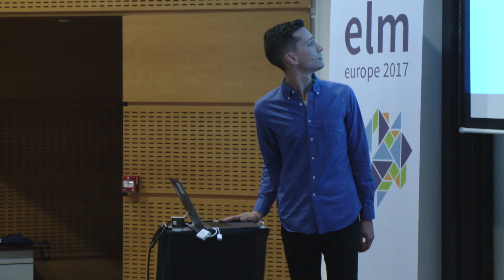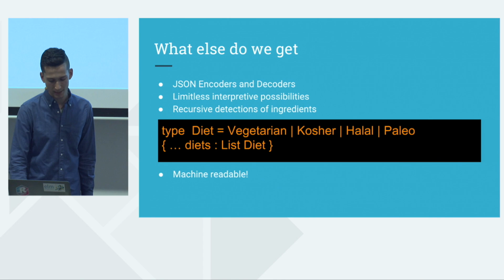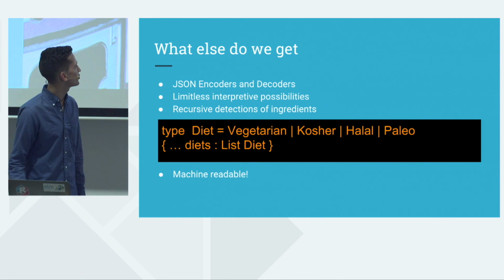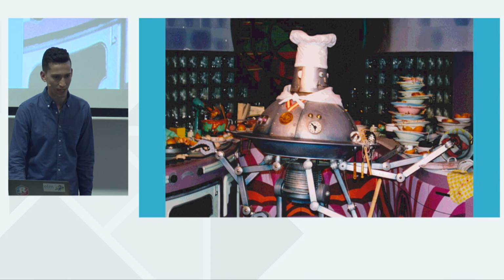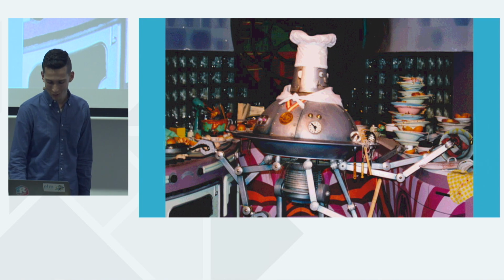And finally, this is machine readable, which is super cool, because that means that one day when we build robot chefs, we won't have to make our own lasagna, and we can just let the robot do it for us and write code instead, which would be pretty cool. So yeah, that's all I got. Thank you for listening.